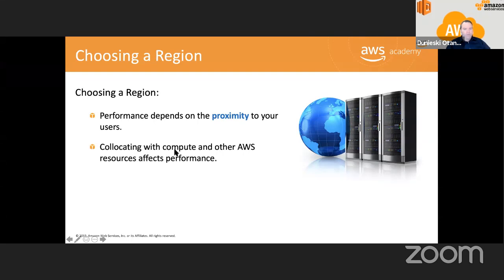Also, collocating with compute and other AWS resources affects performance. So what compute services are you using? You have to see if they are available in that region. That's very important. Cost is very important too, how much they're going to cost you. So availability, cost, and type of service are very important when choosing a region.